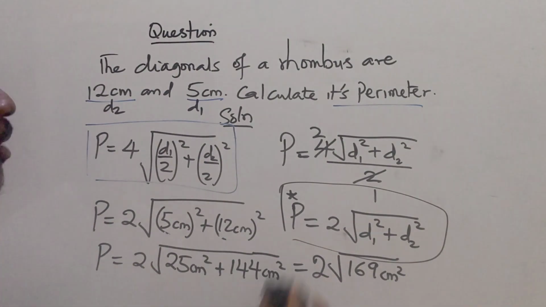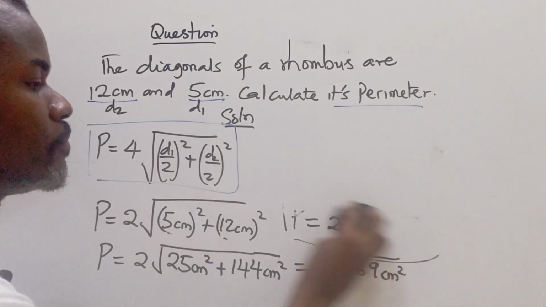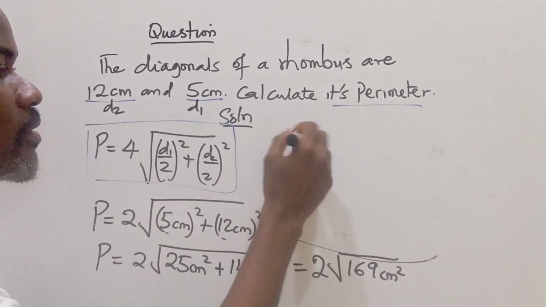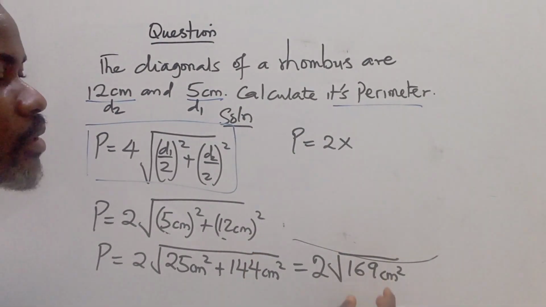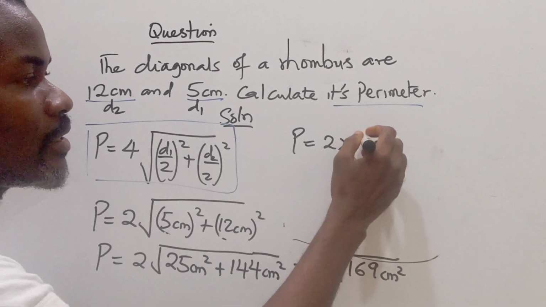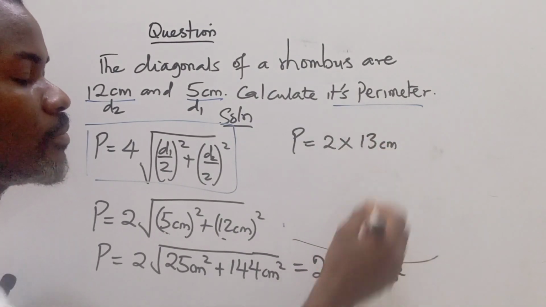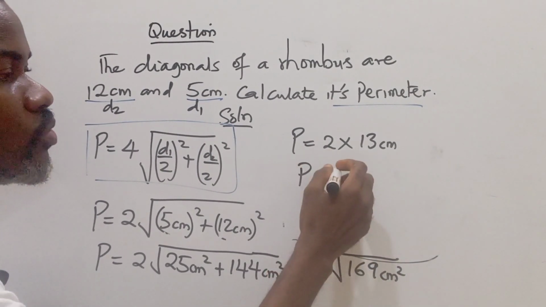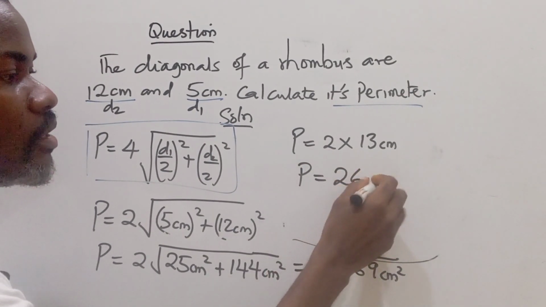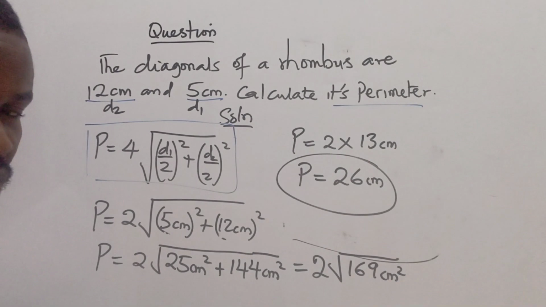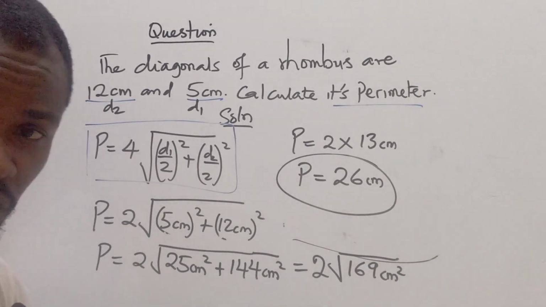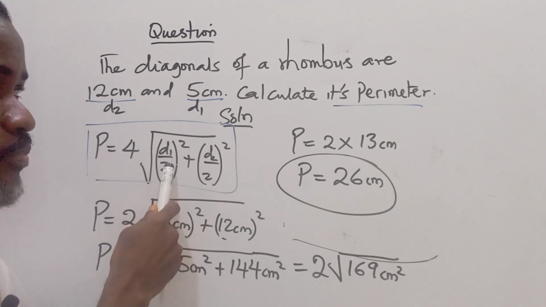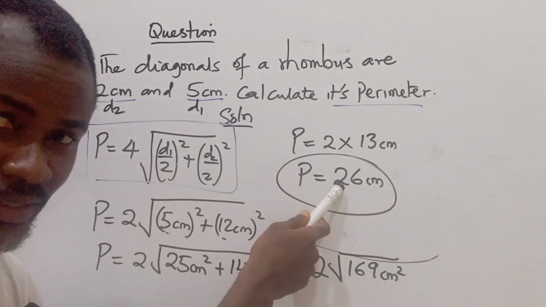Let's take the square root of that. Our perimeter is going to be 2 times the square root of 169, which is 13 centimeter. So perimeter is equal to 13 times 2, which gives us 26 centimeters. This gives us the solution to this problem. If you wish, you can also use the other formula to try the problem. You are still going to arrive at this.